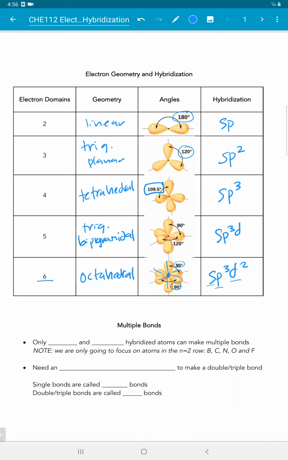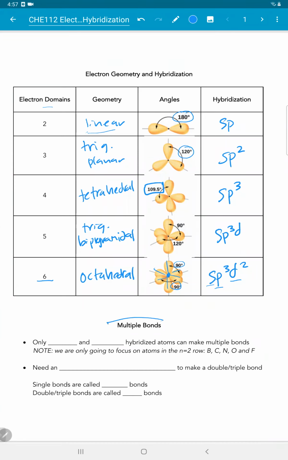All right, so that's all you really have to know if you wanted to look at a structure and determine whether or not it's sp, sp2, sp3, sp3d, or sp3d2 hybridized. If you can count the electron domains and determine what the geometry is, you can determine the hybridization.